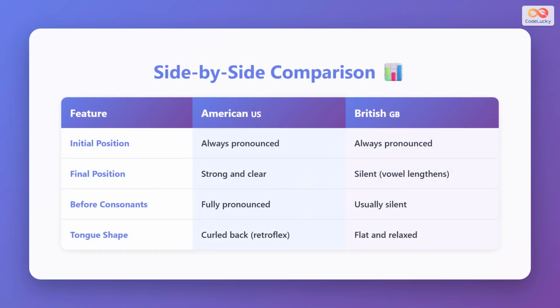Here is a comparison of American and British R in initial position. Both pronunciations have the R in final position. American R is strong and clear, while British R is silent and the vowel lengthens. Before consonants, American R is fully pronounced, but British R is usually silent. The main difference is tongue position. American R has a curled back retroflex tongue, while British R has a flat and relaxed tongue.